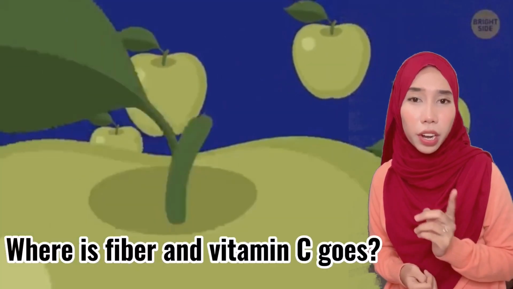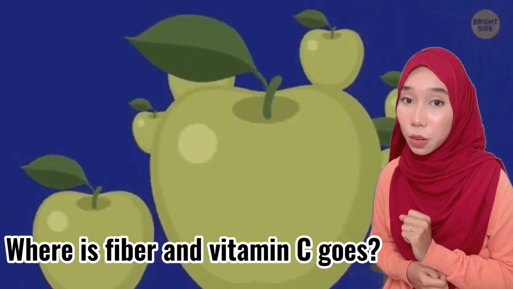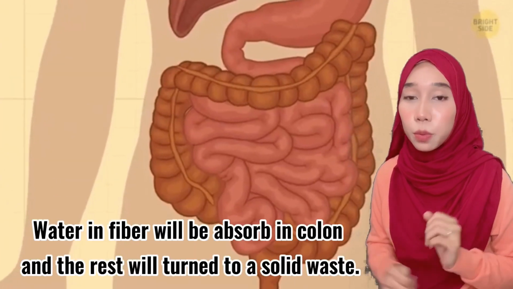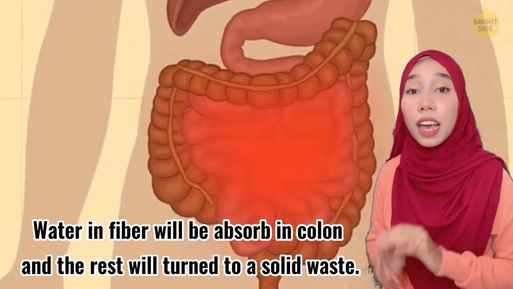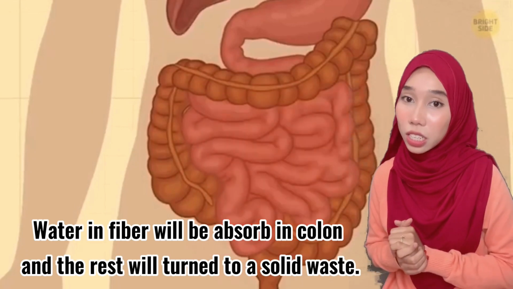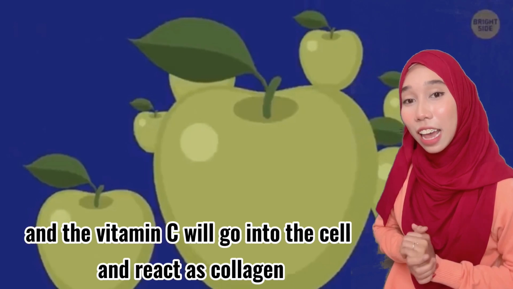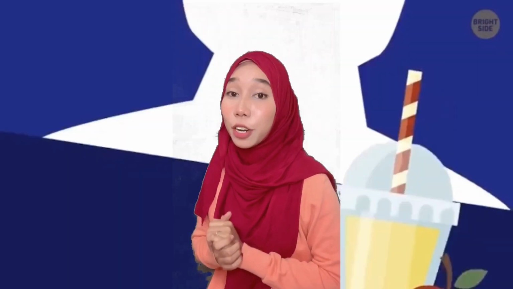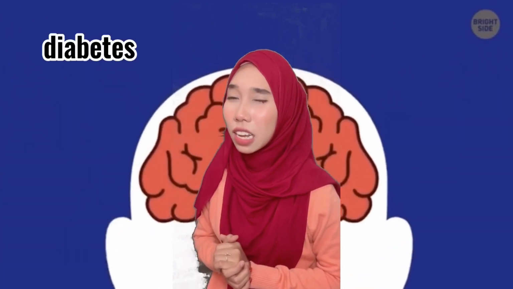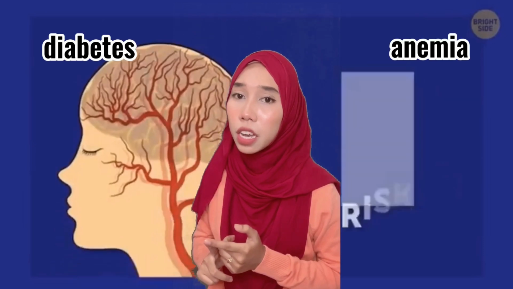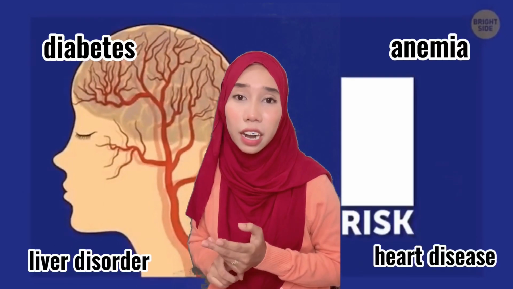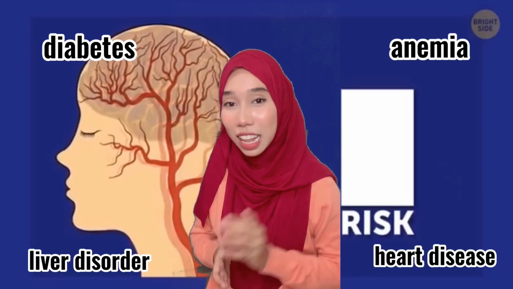Finally, we are done with the digestive system. But where do fiber and vitamin C go? I know. Water in the fiber will be absorbed in the colon and the rest will turn into solid waste. And vitamin C will go into the cells and react to form collagen. And for your information, eating an apple a day will lower your risk for conditions such as diabetes, anemia, liver disorder, and heart disease. So yes, let's eat apples.